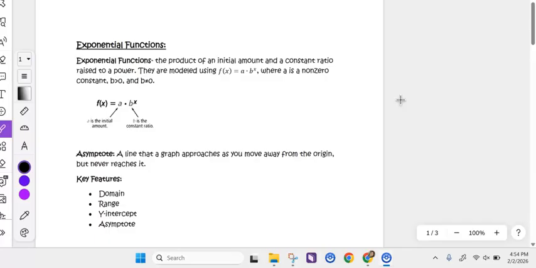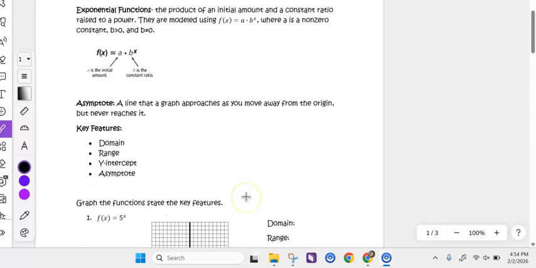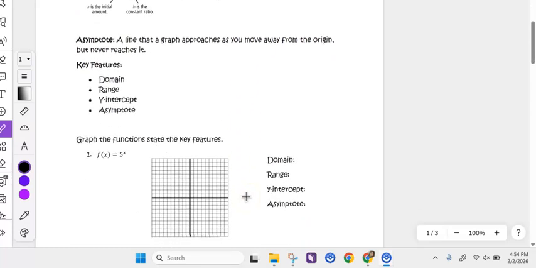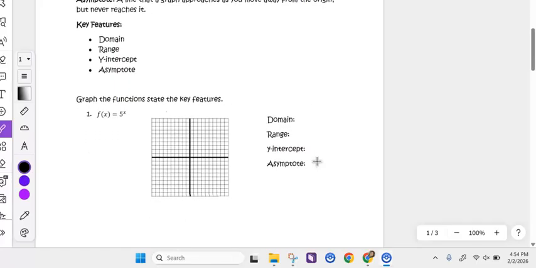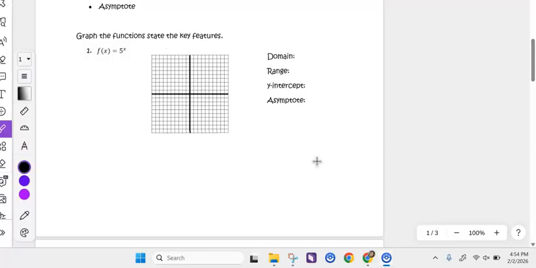So in f of x equals a times b to the x power, a is your initial amount and b is your constant ratio. An asymptote is a line that a graph approaches as you move away from the origin, but it never reaches it. Some key features you need to know: domain, range, y-intercept, and asymptote. So for the first few, we're just going to graph the functions and state the key features.